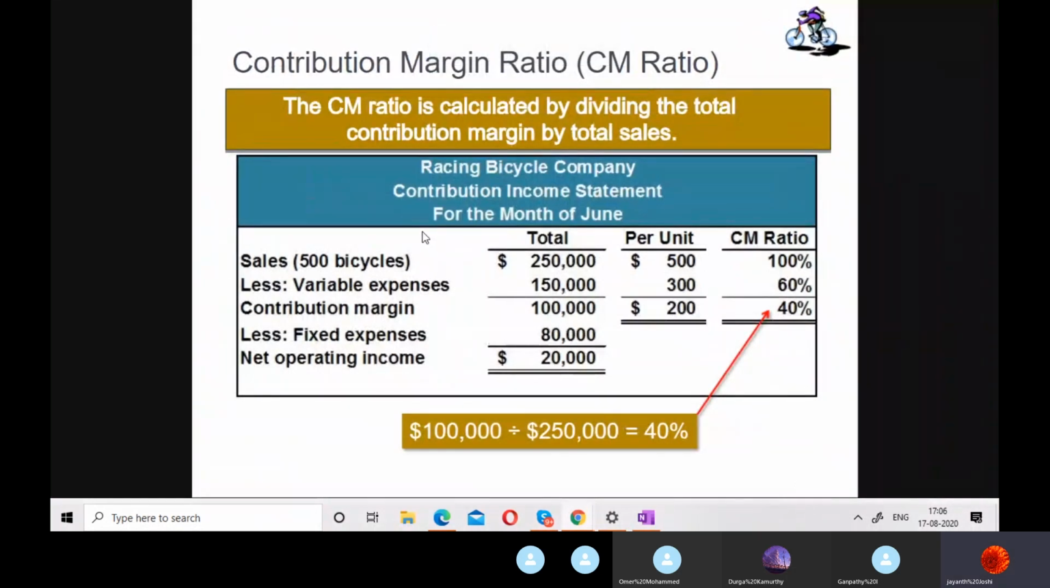So this is what you can see. This is the 100%. Sales is always 100%. Am I right? From that, when you remove the variable expense, you get the contribution margin.